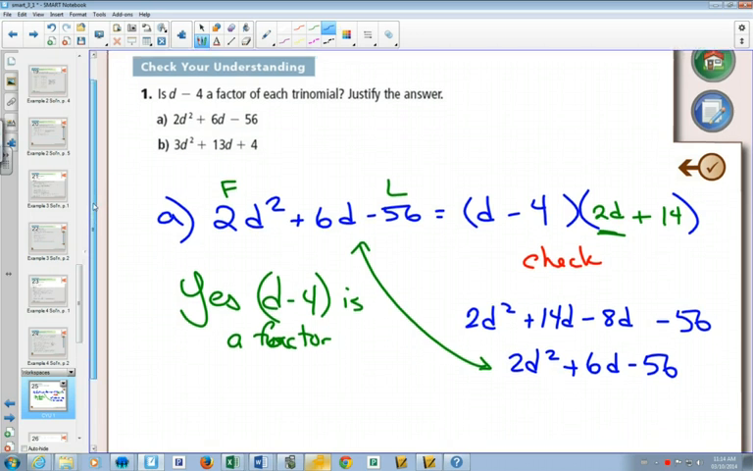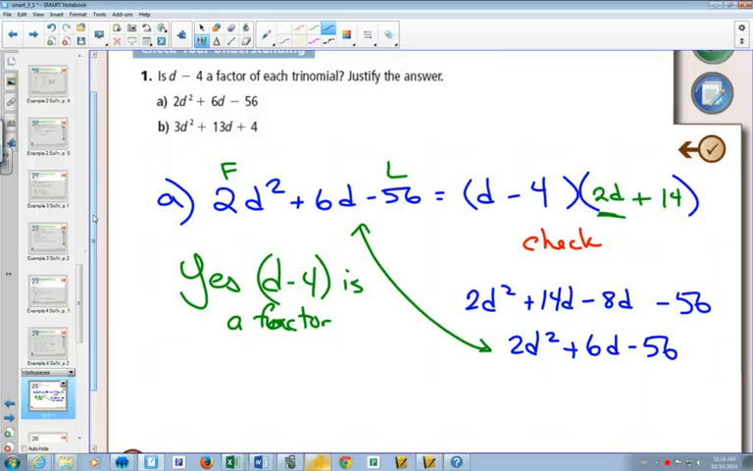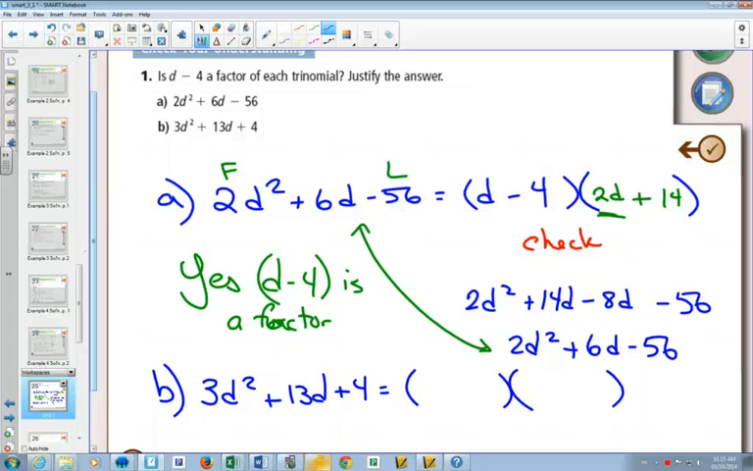Example 1 here is actually an easier question than factoring, because they tell you one of the factors to check, and then it's really easy to find out what the other terms would be. So in part B here, now we have the same thing, 3d squared plus 13d plus 4. And if you can factor this, it'd be a binomial, and they're saying, is d minus 4 a factor? So what would the first one have to be, and what would the last one have to be of the second factor if it's going to work?